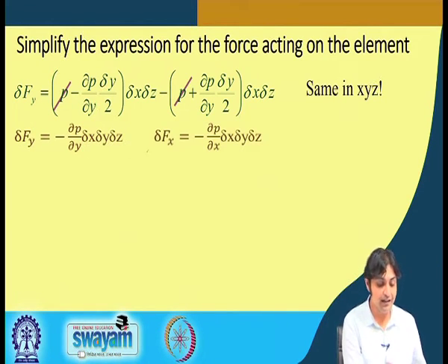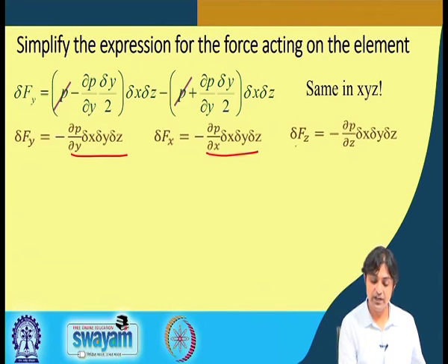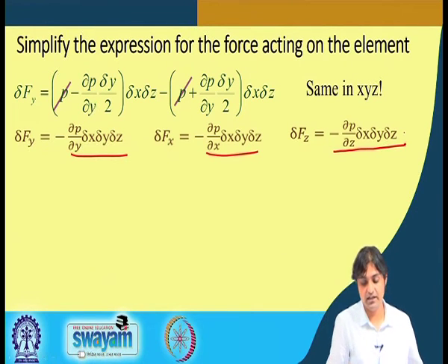Similarly, we can do the same in x direction. We are going to get minus delta P by delta x multiplied by delta x delta y delta z. This is important, and we can also get the same thing in z direction. So it's going to be minus delta P by delta z multiplied by delta x delta y delta z.